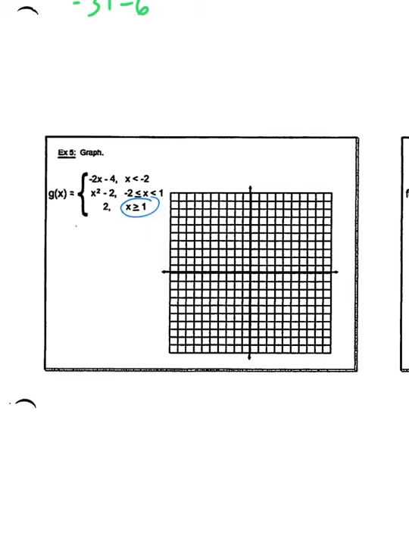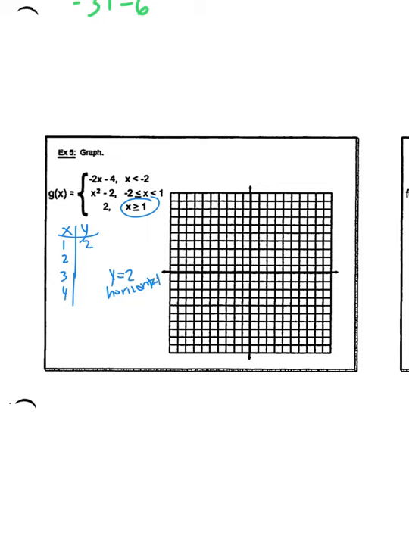So this is telling me when x is greater than or equal to 1. So 1, 2, 3, 4, etc. And my function is just y equals 2. Y equals 2, if you remember, is a horizontal line. It's a special line.